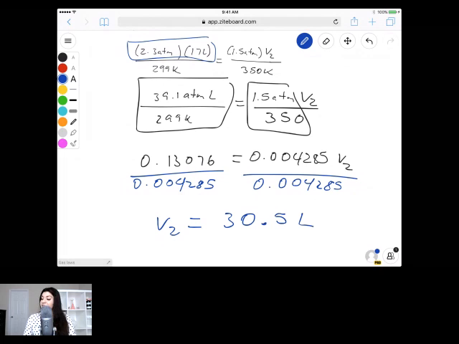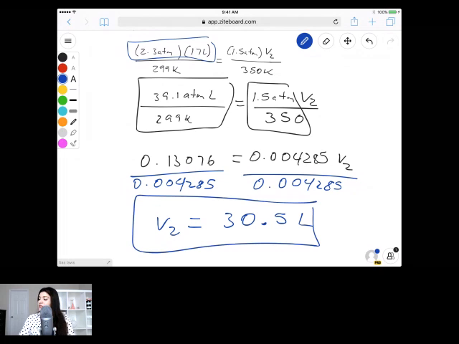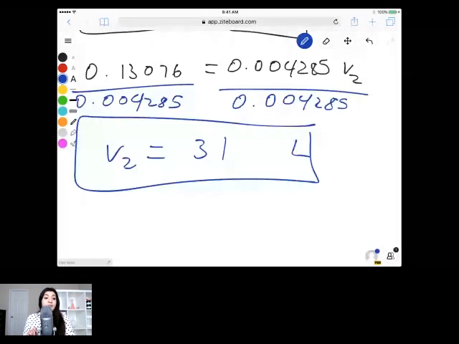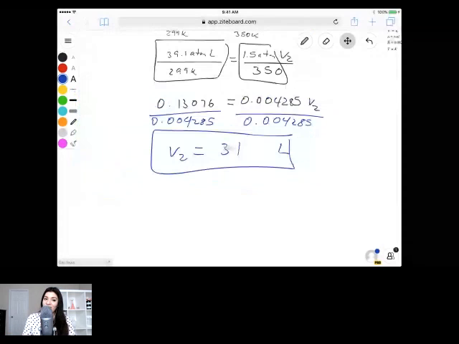Okay, so not too bad. Let me just double check our sig figs to make sure that that was it. And nope, two sig figs, right? 17 and 1.5, that's our lowest. So let me go back and round this up. Let's round this up to 31 liters. Just because sig figs are important. They always are, I know.